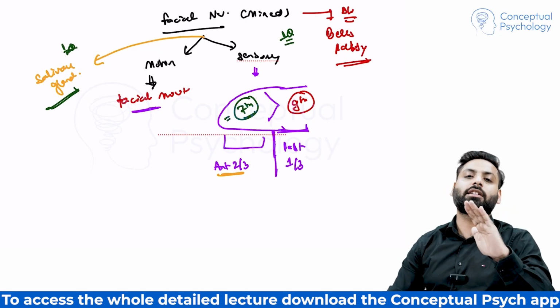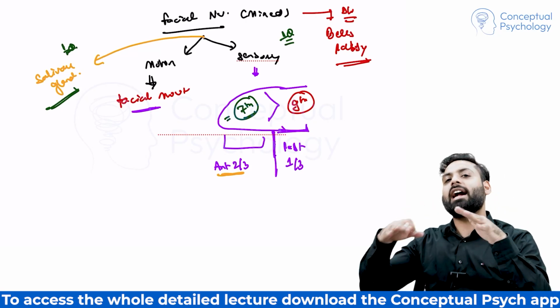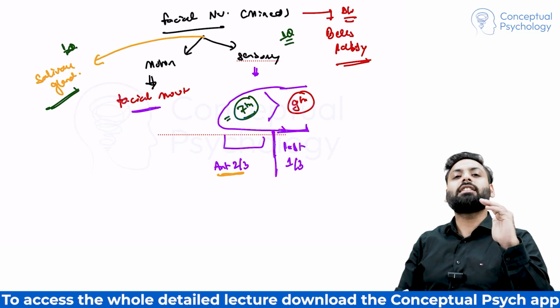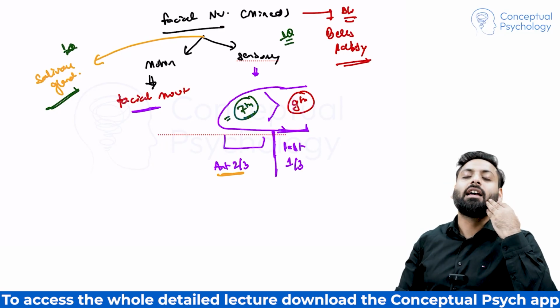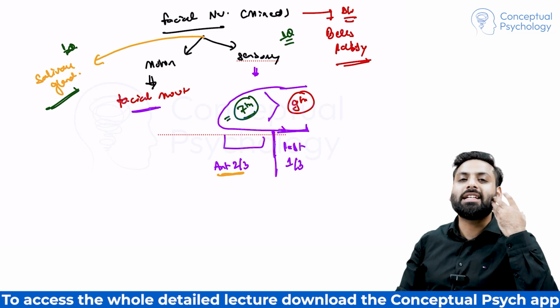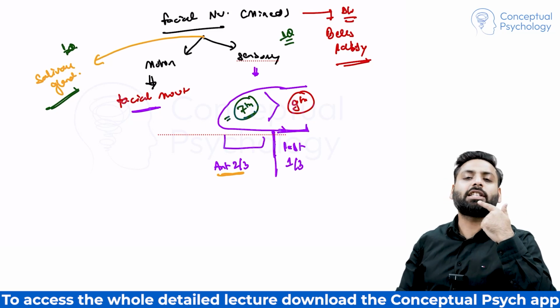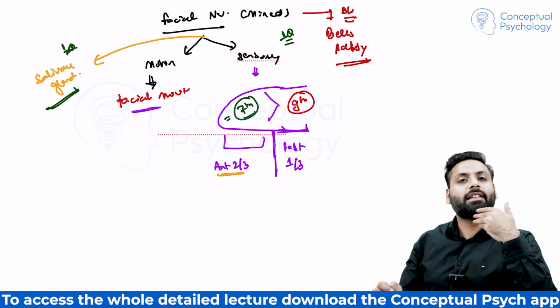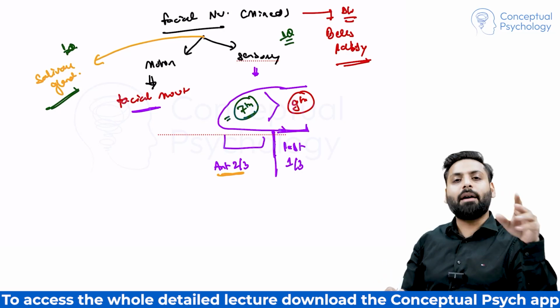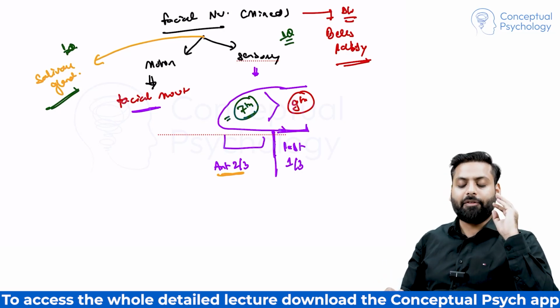Facial nerve is a mixed nerve. Mixed nerve means it will carry motor and sensory features. Motor features, it supplies the facial muscle. If I am not able to blow, if I am not able to do this, means facial nerve is gone. If I do not feel taste from my anterior 2/3 of the tongue, then facial is gone. If I am not able to produce saliva, then facial is gone.